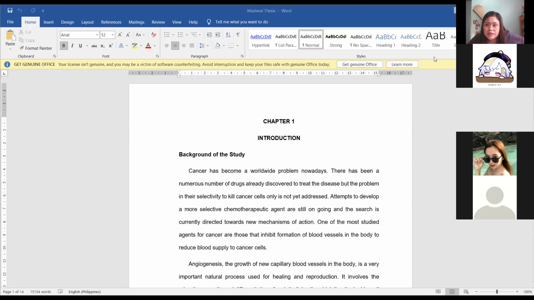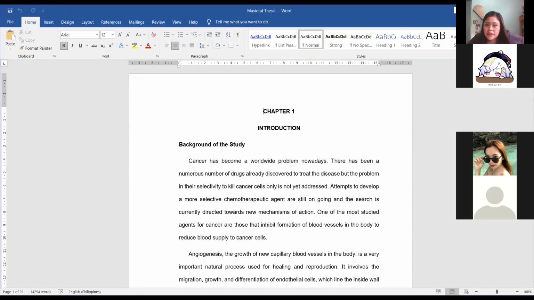Wait lang. So, ang ako ang study sa masters is actually about cancer, pero it's more on the anti-angiogenic activity of a certain plant. Of two plants. Kaya mahaba ang introduction ko kasi dalawang plants ang gidiscuss ko dito. And kailangan ko kasing i-relate ang cancer sa anti-angiogenic activity.